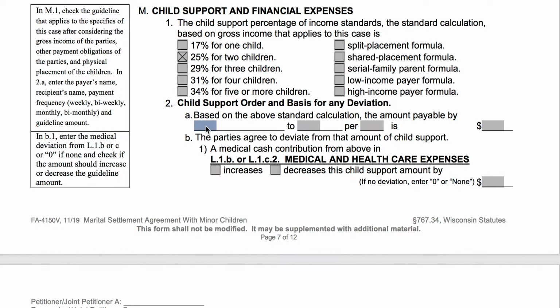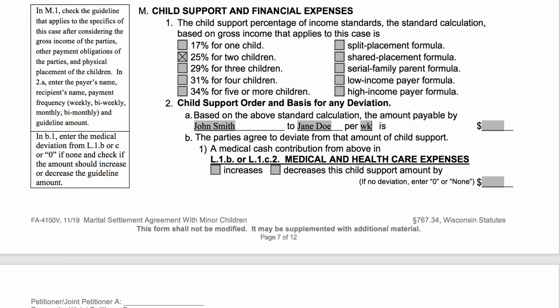So based on that, the payment would be from, we often put father to mother, or mother to father. We put your relationship to the children, but that's not required at all. Some people will put names. So we might say from John Smith to Jane Doe. Or you could put your role in this case. So from joint petitioner B to joint petitioner A, or from respondent to petitioner, however you want to do that.